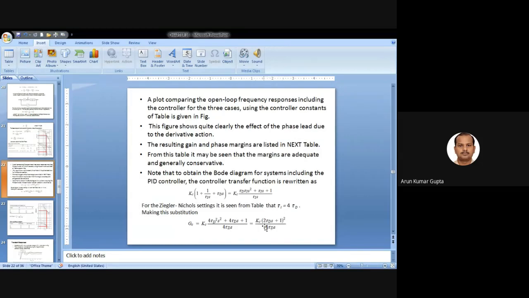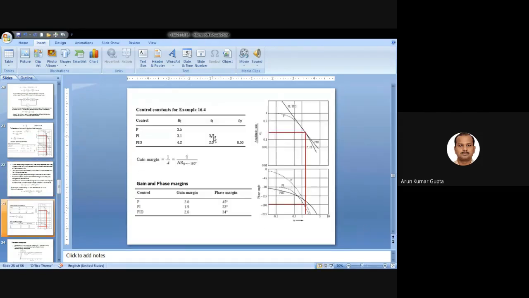So this relation is okay. If you put this, you can replace tau I or you can replace tau D. So you are at least minimizing the parameters. Instead of 3, now you have 2 parameters, right? So this way also you can try for the next analysis. Now the values are listed for the different controllers. What are the values of K1, tau I and tau D, right?